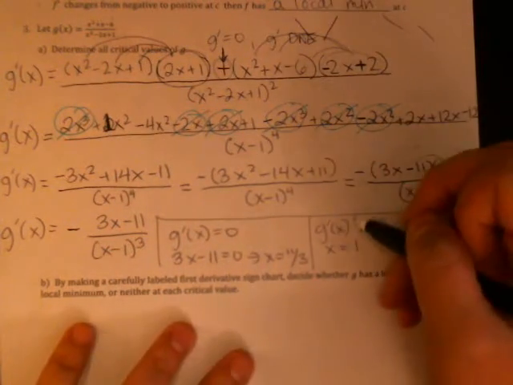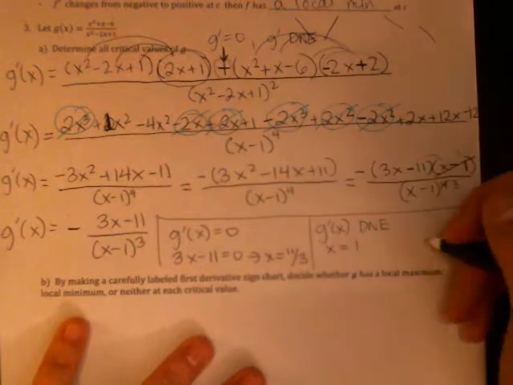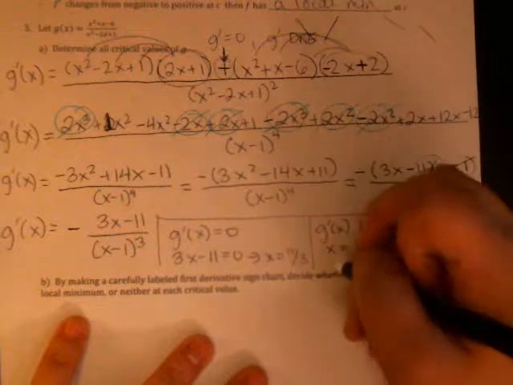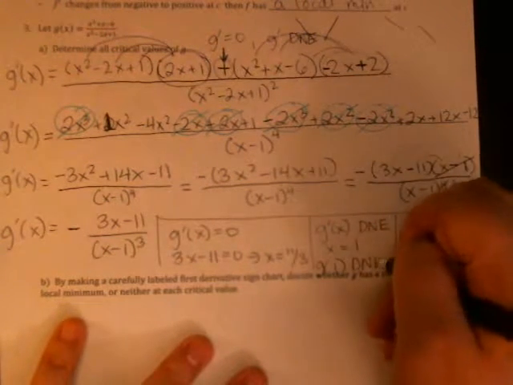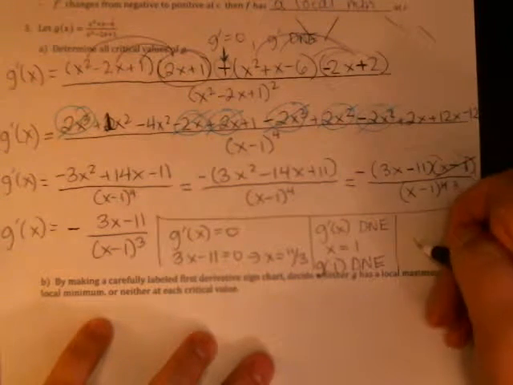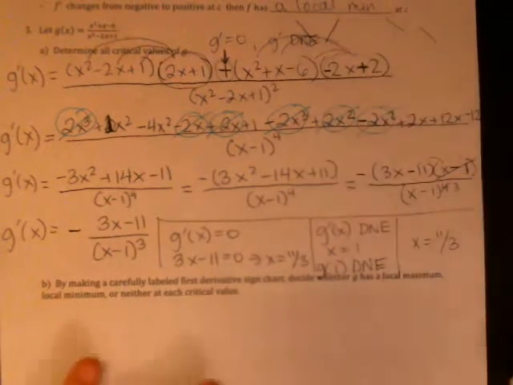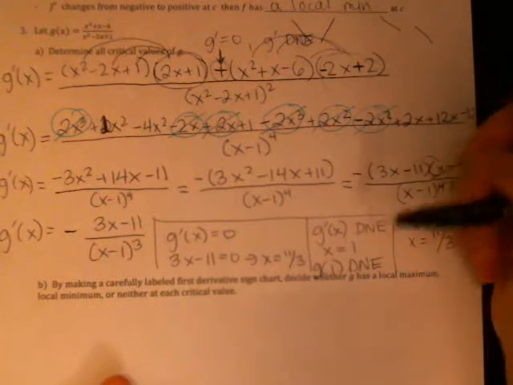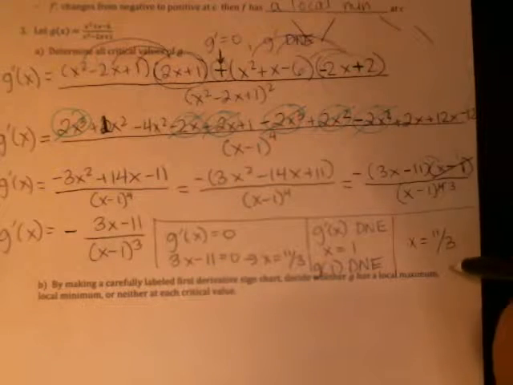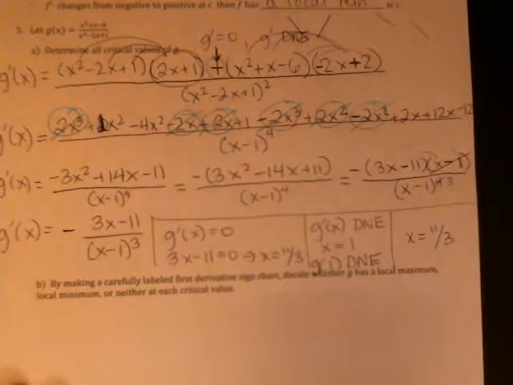So while it is interesting when we're making the sign chart to note that the derivative doesn't exist, so let's see, g of 1 does not exist, which means it's not a critical value. So the only critical value is 11/3. I kind of interrupted myself. It is interesting when you're making the sign chart to note when the derivative is undefined, but that doesn't count as a critical value. There's not going to be a max or min there.